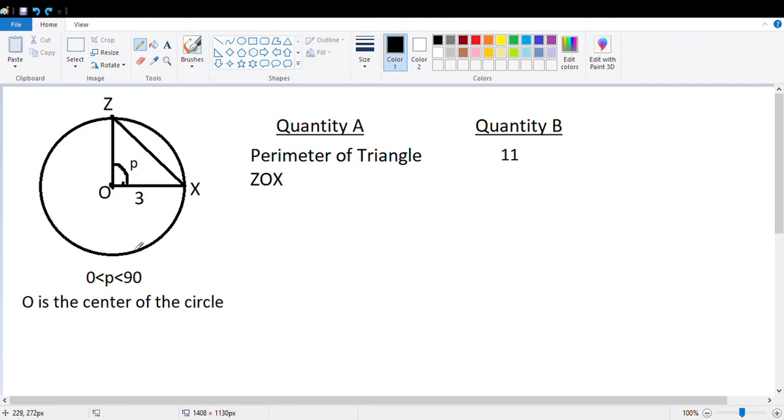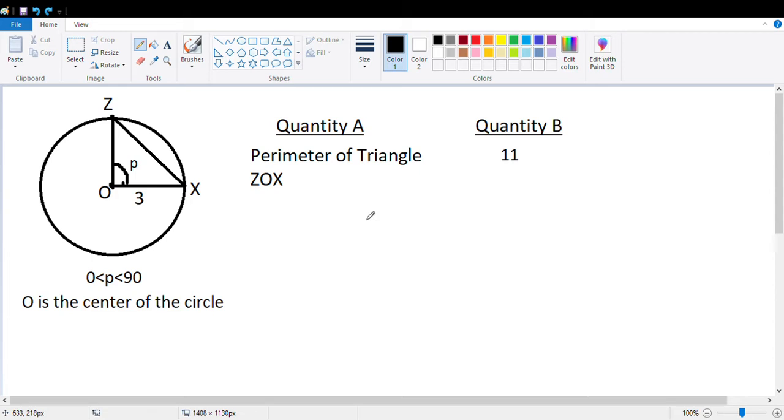They give us some restrictions. They tell us that the angle P has to be greater than 0 and less than 90. They gave us quantity A, which is the perimeter of the triangle inscribed in the circle, ZOX, and quantity B, which is 11. Again, as usual, we have to determine whether quantity A is larger than quantity B, whether quantity B is greater than quantity A, or whether both quantities are equal in value, or whether we don't have enough information to determine which one is larger.